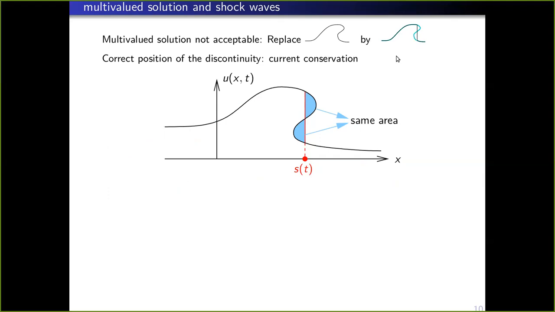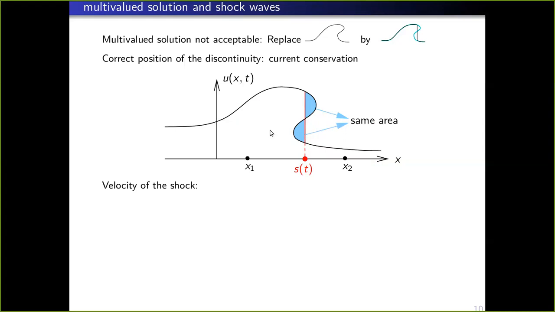And the way to do that is to impose current conservation, which amounts to saying that I make a cut at a point S, which is called a shock point. And this type of solution is called a dissipative shock wave. So I fix the point S such that the areas of these blue regions are the same. And what do I mean by that?